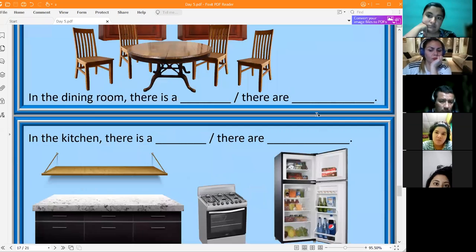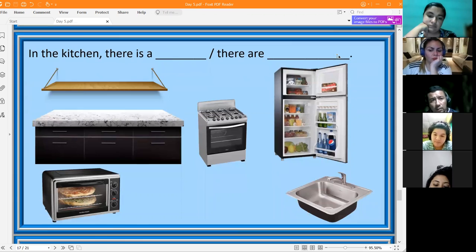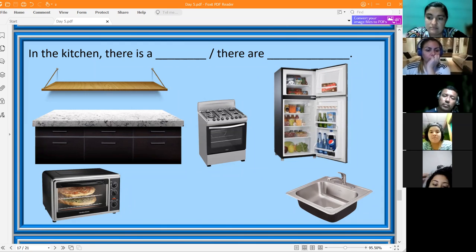Now, let's continue. We have the next room, the kitchen. Let's say Rolando's favorite room. Let's see, volunteers to describe their kitchen following this model. Volunteers. Marielos, Alejandra Perez. Can you describe your kitchen?